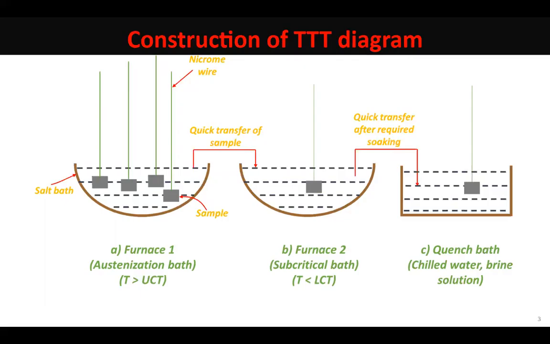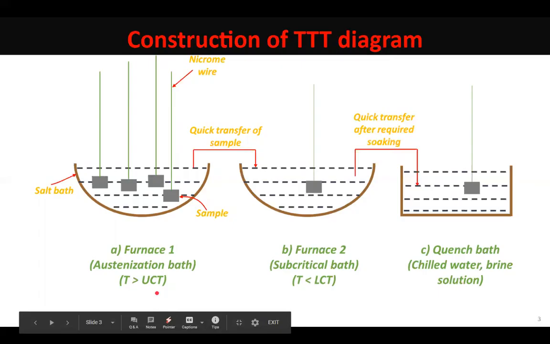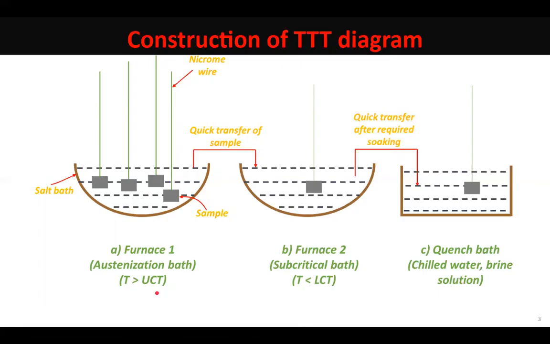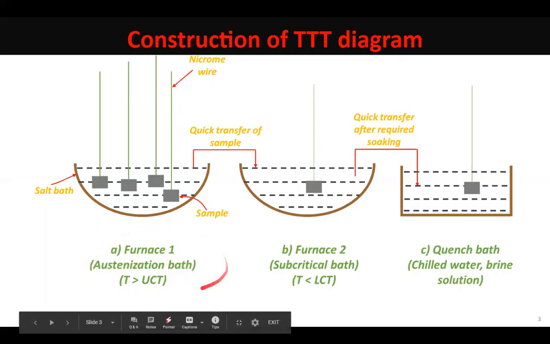Now what type of setup do we need to construct a triple T diagram? You see, we need two furnaces. The first is a furnace whose temperature is maintained at a temperature higher than the upper critical temperature of the steel for which the triple T diagram is being constructed. What is the purpose of furnace 1? In furnace 1, we would take the steel to a temperature higher than the upper critical temperature of the steel, as a result of which all steel samples, after some amount of soaking at this temperature, will have 100% austenite structure in them.